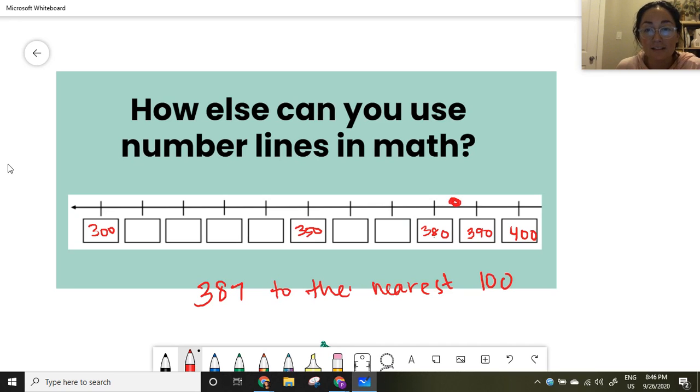Now, I can already tell, since my number has an 8 in the tens place, that it's going to go up to this nearest 100. If my number had a 4 in the tens place, then my number would go down to the lower 100. So 387 to the nearest 100 will round to be 400.